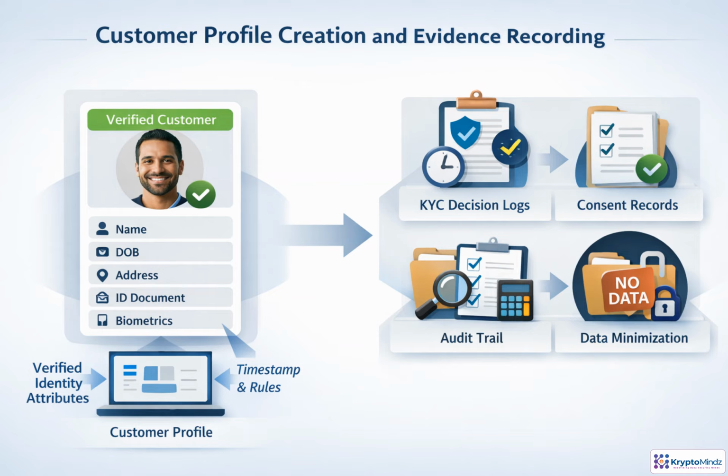After KYC is approved, the relying party's job is to turn that decision into a clean, compliant customer record. Verified attributes are normalized and stored in the profile, while the decision outcome, timestamp, rule set, and evidence references go into dedicated logs. Consent is captured with clear purposes and retention periods. Critically, only what's needed is kept, enough for audits and regulators, but not full raw credentials or unnecessary wallet data.